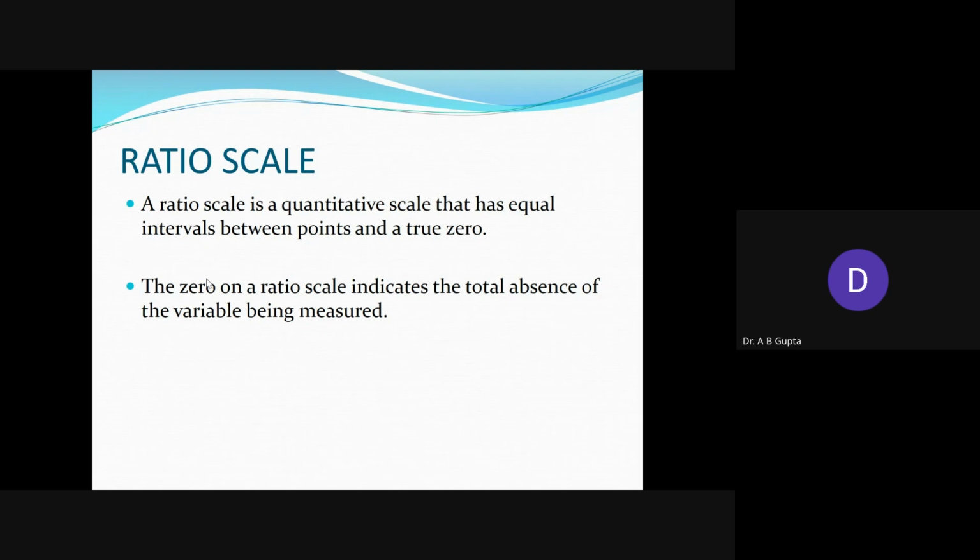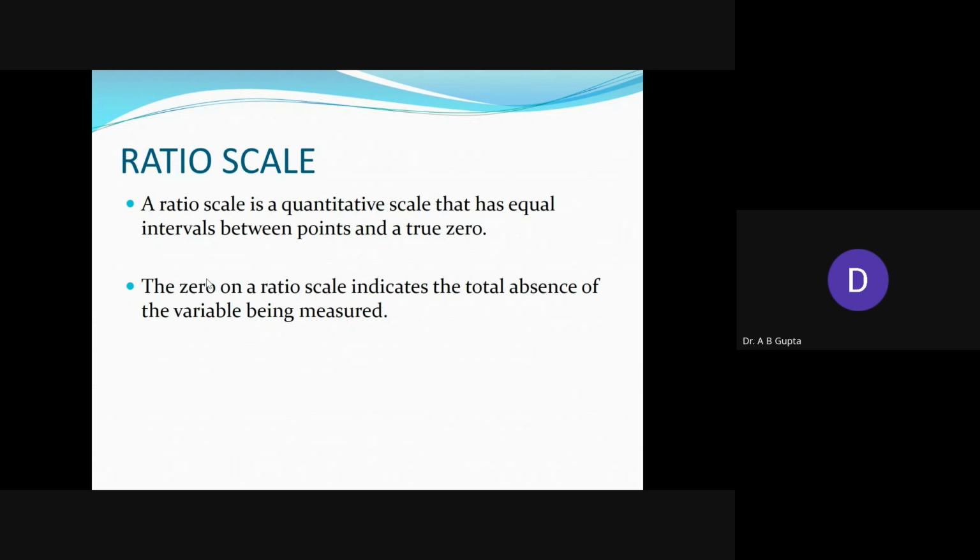And then my friends, I come to the ratio scale. This is categorized, it is ranked, it is evenly spaced, and it has also got a ratio. It has got a true zero. If a scale has got a true zero, and it is ranked, it is evenly spaced, it is categorized, we call it a ratio scale.